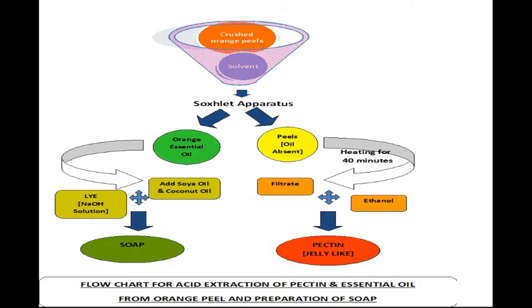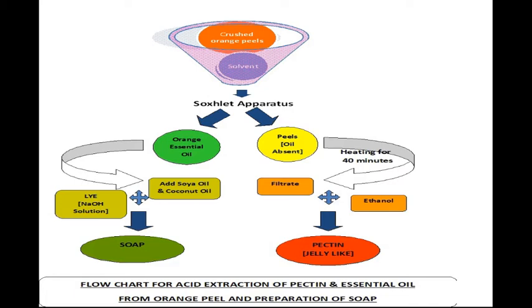The orange peels are sun-dried till their moisture content is negligible. Then they are crushed and powdered. 100 gram of powdered peel is taken and fed to the Soxhlet apparatus with 1000 ml of petroleum ether. Here petroleum ether is the solvent. The setup is maintained at 40 degrees centigrade for 10 hours.